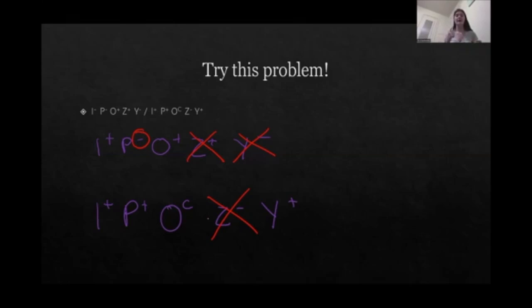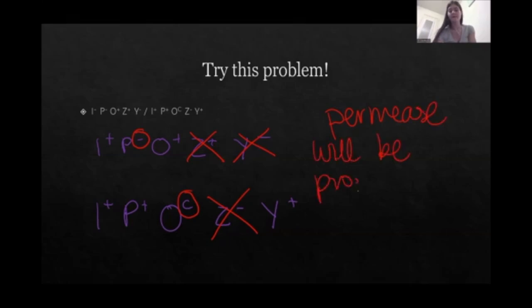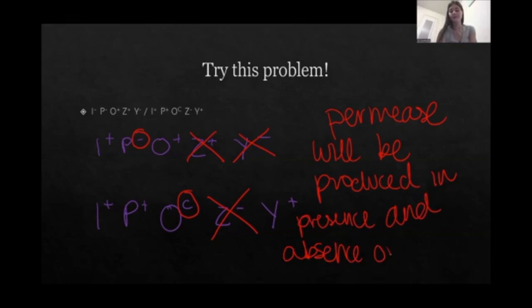So now we're going to go look at our I again. And since it is I plus, that means that now we need to go look at our operator. And remember, if the operator is mutated, that means that whatever is not crossed off, which is our permease, our Y, will be produced in both the presence and absence of lactose. If that operator is functional, whatever is not crossed off will only be produced in the presence of lactose. So because this is mutated, that means that permease will be produced in the presence and absence of lactose.